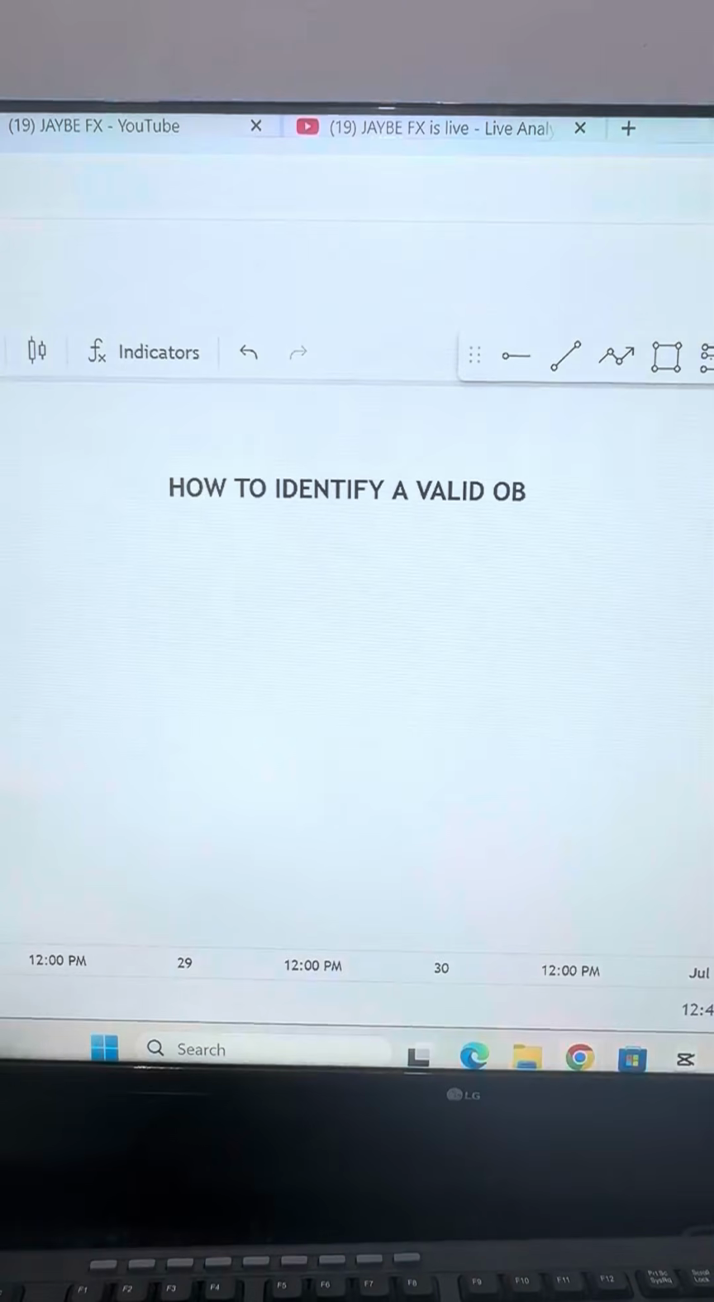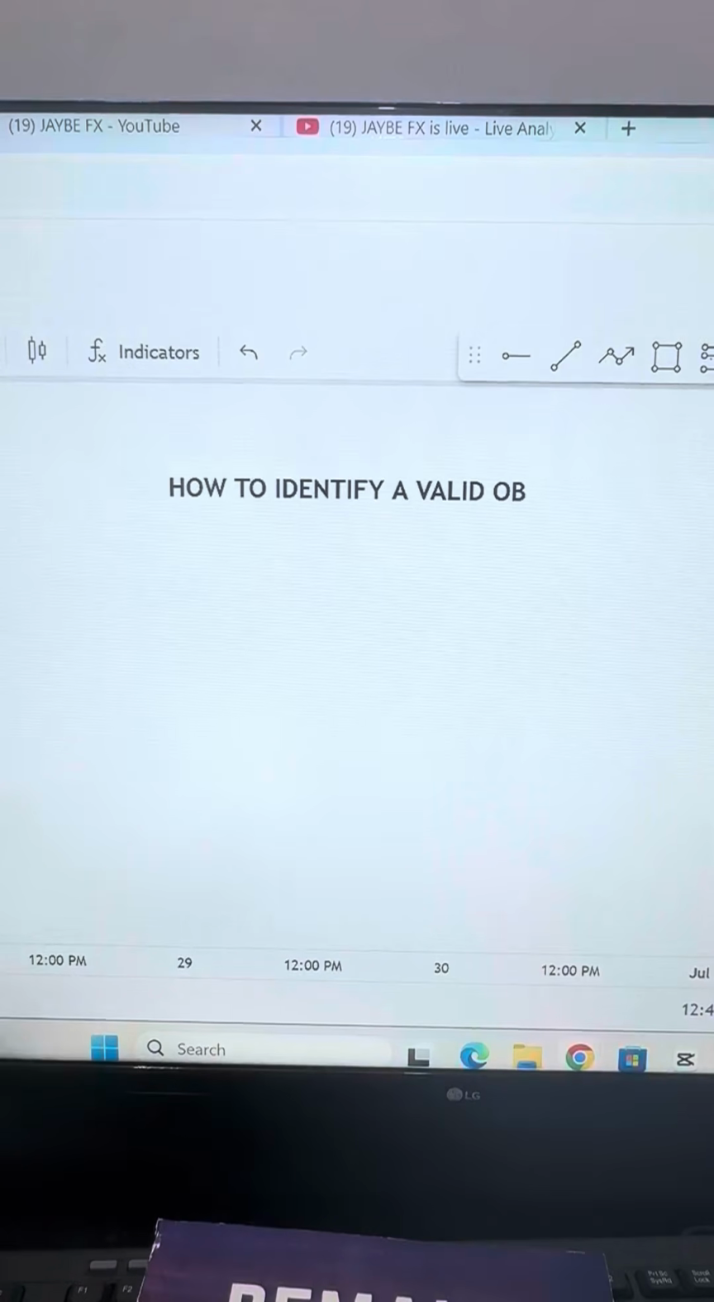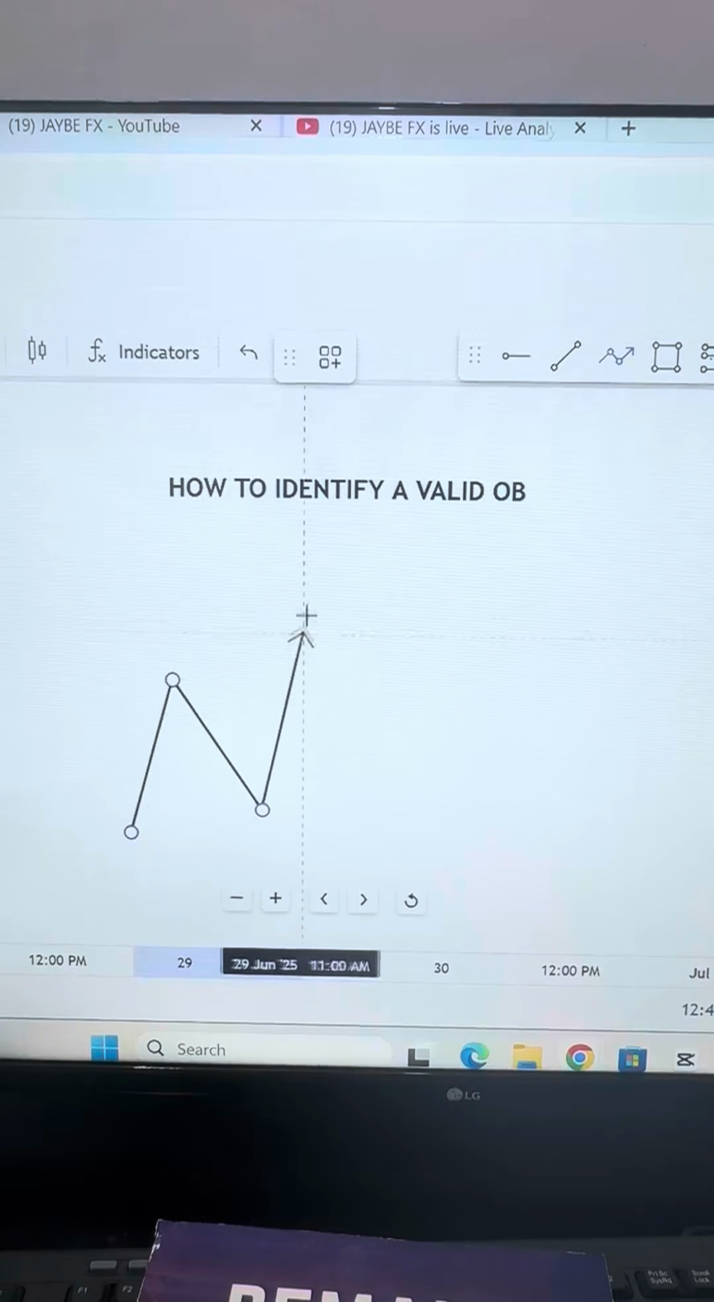Now let's get down to business. So then, how can we identify a valid order block? Now, if you want to identify a valid order block, let's say we have an uptrend like this. Market is moving to the upside.